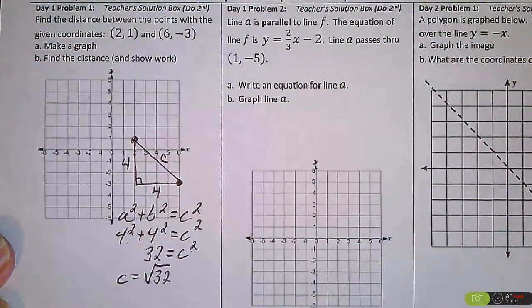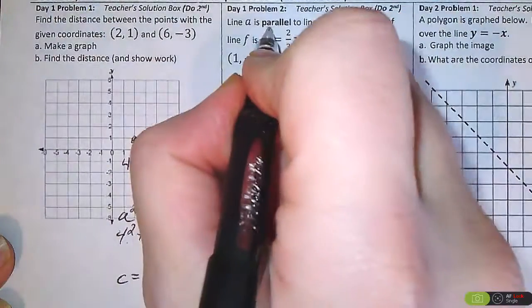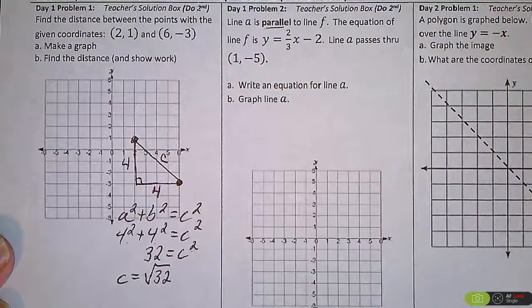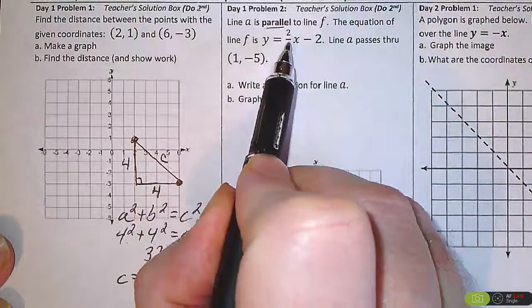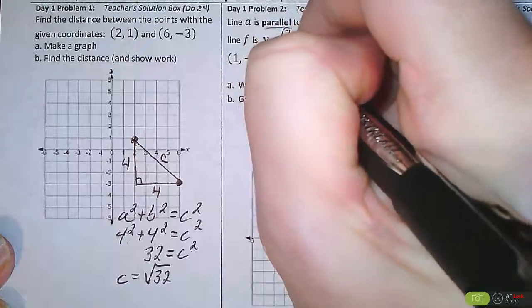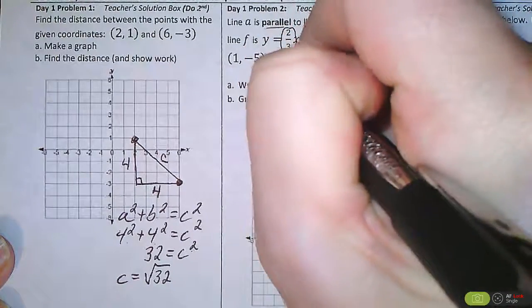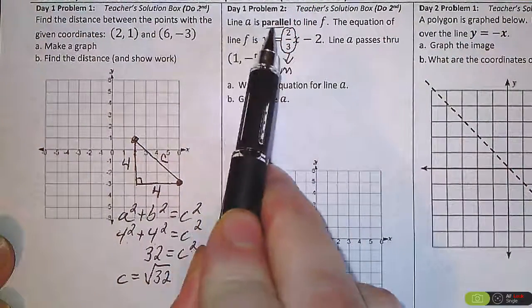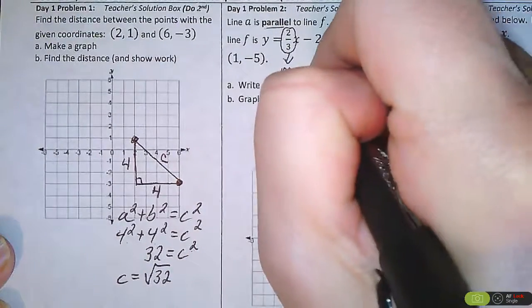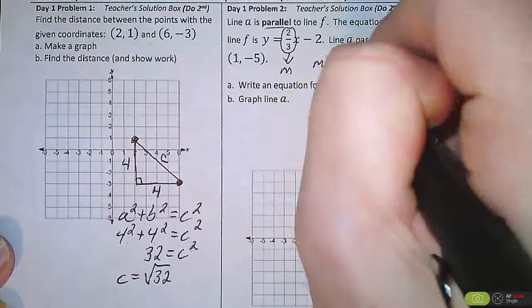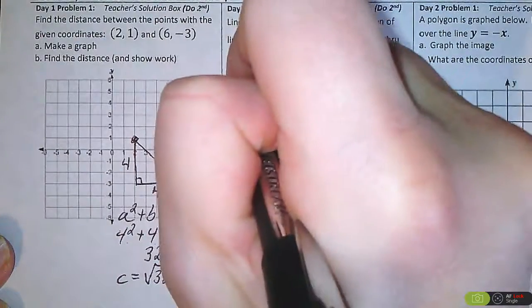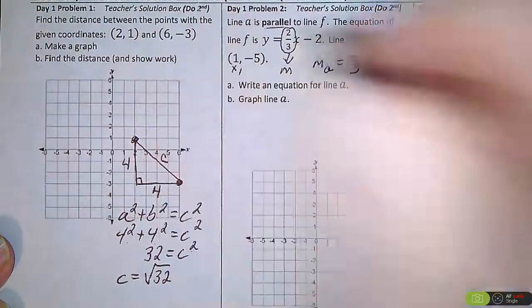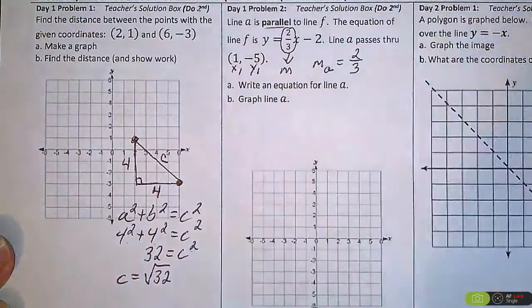Now day 1, problem 2. Line A is parallel to line F. That means it has the same slope as line F. We're given the equation of line F in slope-intercept form, where that number there is the slope. So if line A is parallel to line F, then the slope of line A is also 2/3. We're given an ordered pair on line A. So if we use variables, that's x1, and that number is y1.